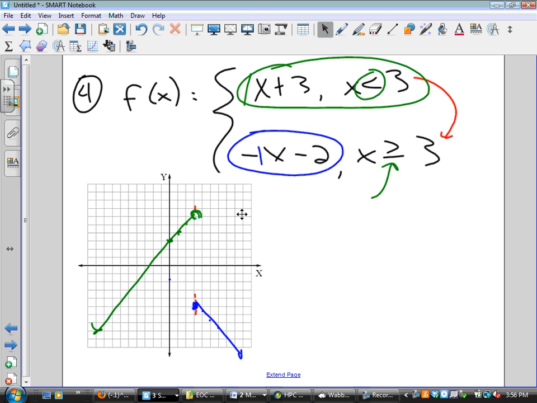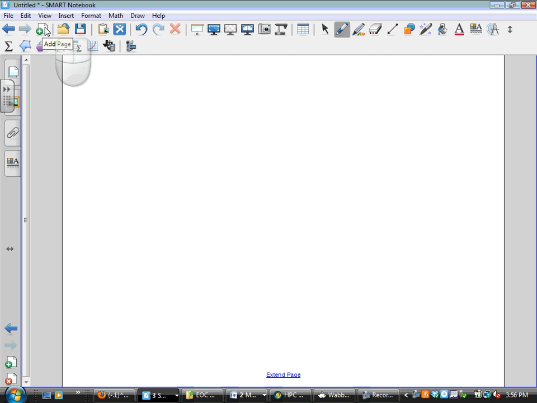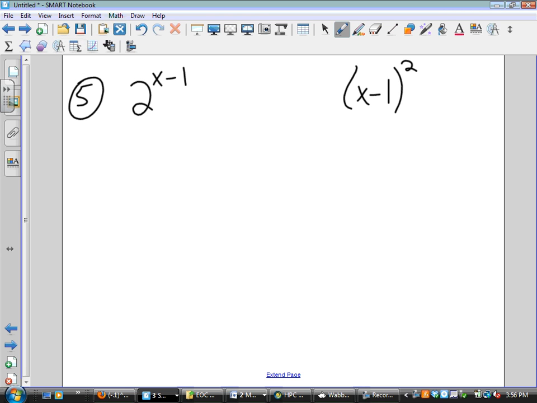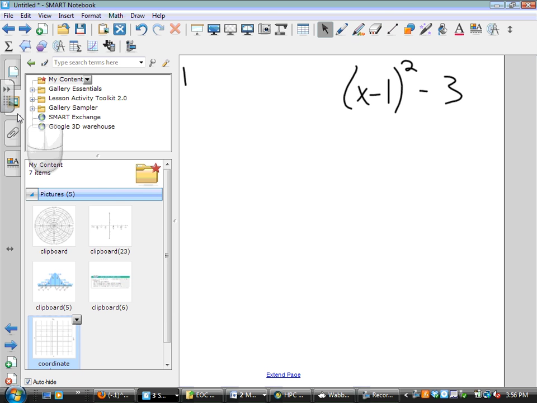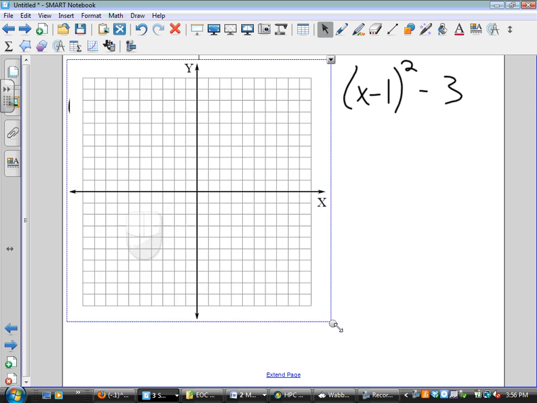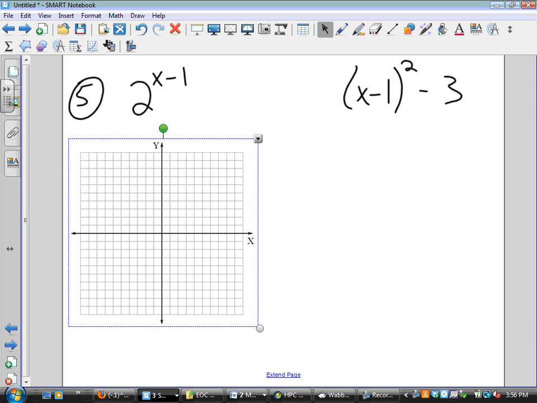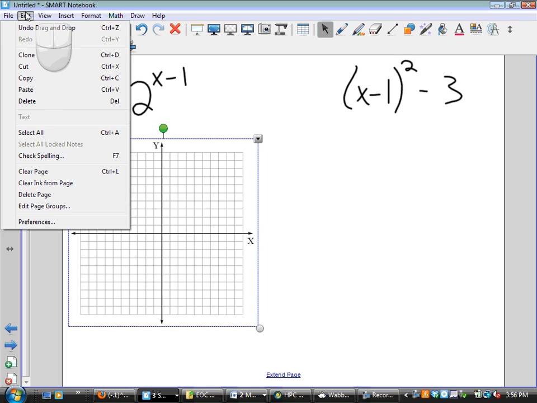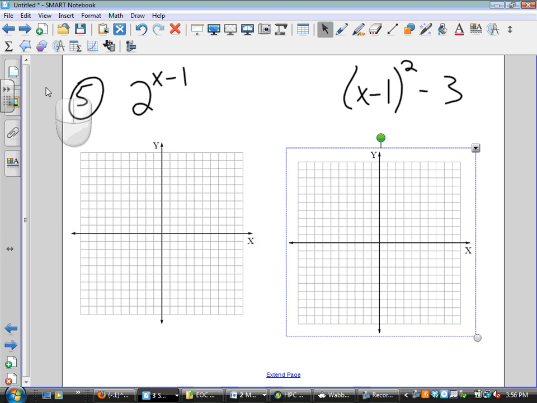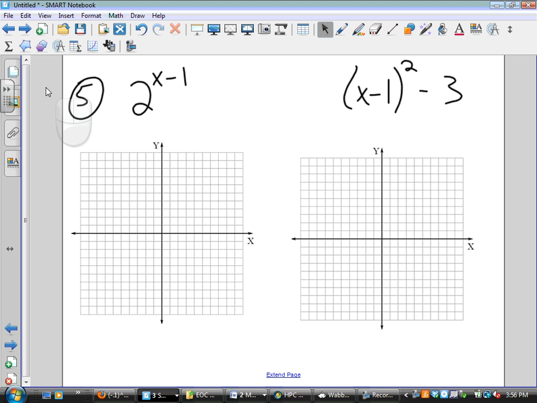Okay, last problem, number 5. We are going to graph these two things. We're going to graph 2 to the x minus 1 power, and then we're also going to graph x minus 1 squared minus 3. Okay, so let me throw some graphs up here. Now the point of these problems is to look at the transformations that are happening. We want to be able to look at a function and determine what is happening to the parent function.